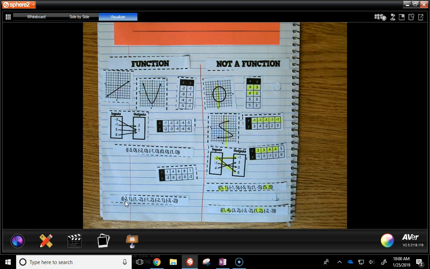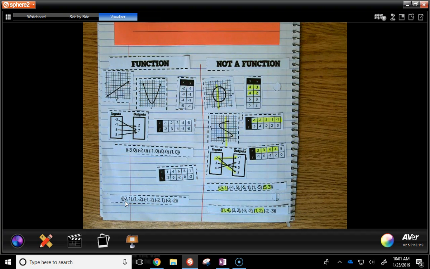These, I highlighted why they were not a function. Circle, the line test, it would hit in 2 spots. Curvy S line, it hit in 3 spots at one time. We have 4 go to 3 and 4 go to 2. My input went to 2 different numbers. I cannot have 2 answers for my input.